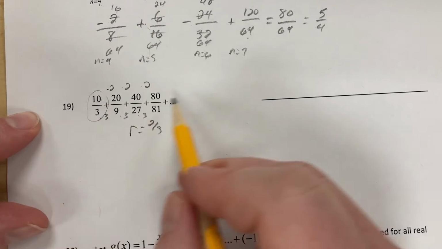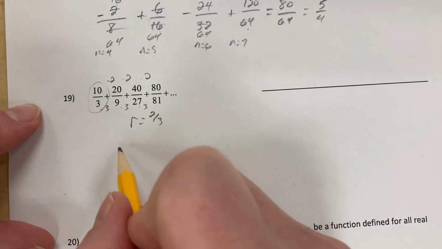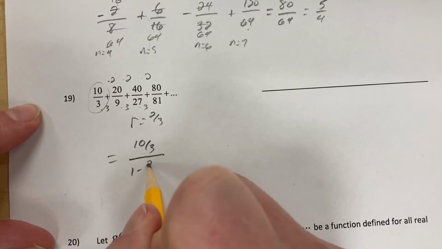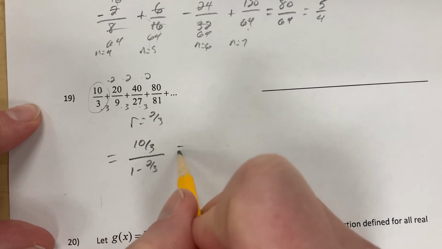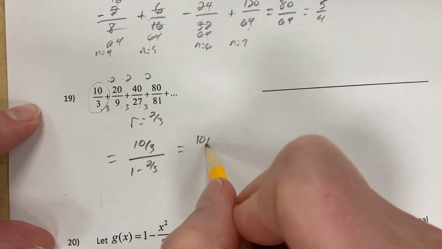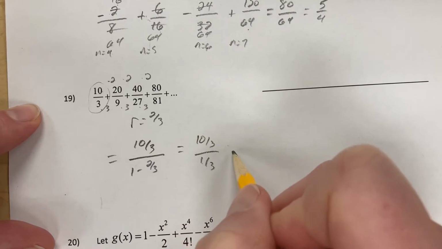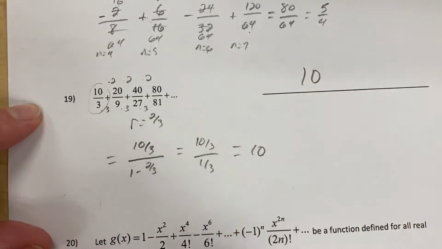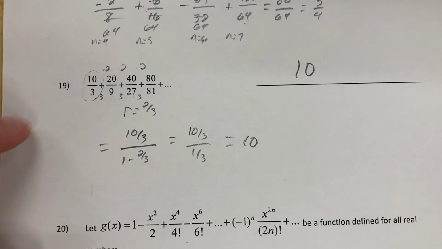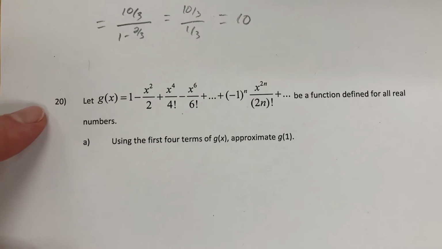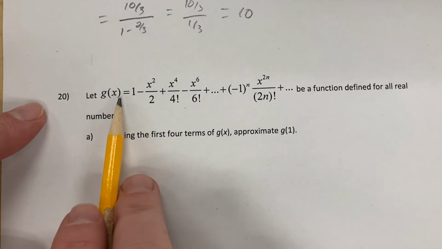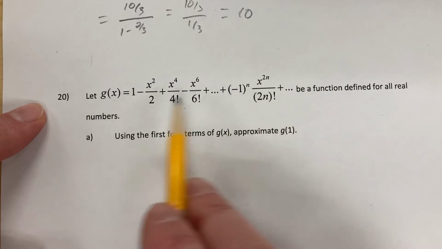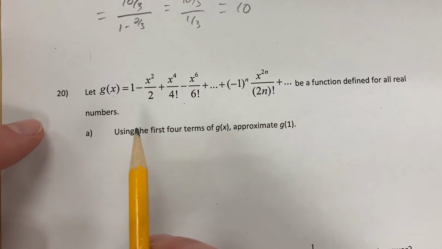R is 2/3, and I see that the first term is 10/3. So since this is an infinite geometric sum, I know that this is going to equal first term over 1 minus common ratio, which is 10/3 over 1/3, and if I flip that and multiply, I'll get 10. So that's not too bad. Then we get this infinite g of x, this infinite power sum. We're going to deal with this a lot more in the second part of chapter 9.